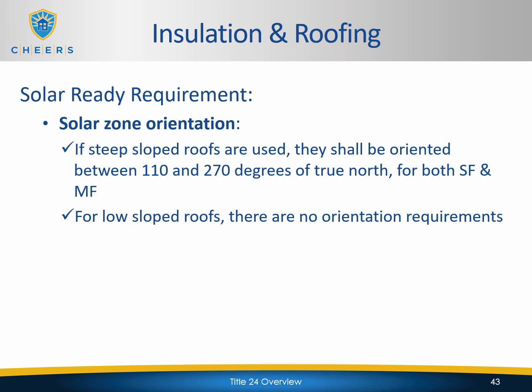Once you identify where the area is and how big it's going to be, you have to make sure that area meets a certain orientation. So if steep slope roofs are used, they shall be oriented between 110 and 270 degrees of true north for both single family and multifamily. As long as they meet those particular orientation requirements, they're good to go. For low slope roofs, there are no orientation requirements.